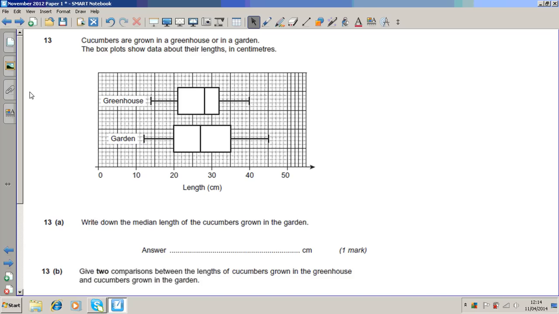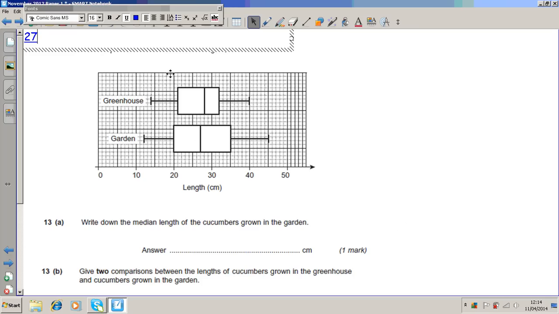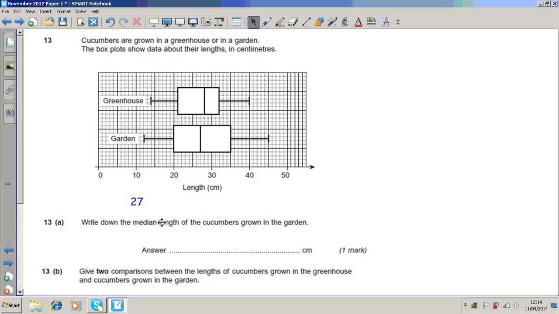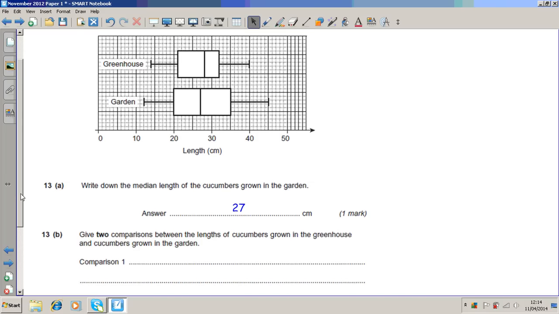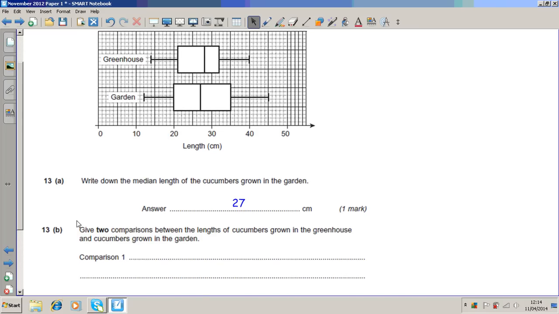13. Write down the median length of the cucumbers grown in the garden. Garden, median length is that number there, 27. It's underlining everything, that's annoying. So that there is 27. Give two comparisons between the lengths of cucumbers grown in the greenhouse and cucumbers grown in the garden. Right, so for me, whenever you're doing a comparison, you want to compare the median, and then you want to compare one of the ranges, so either the interquartile range or the overall range.